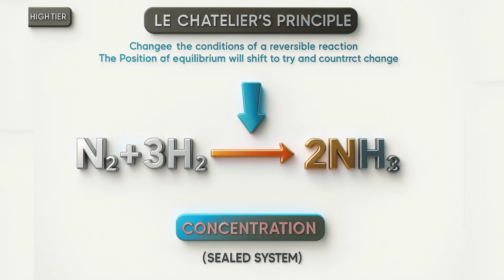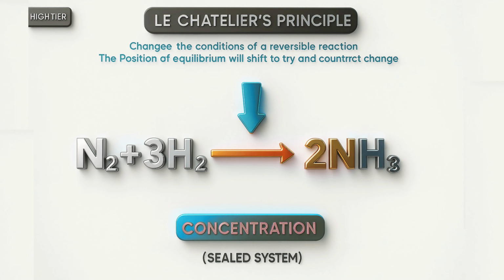Finally, let's consider changes in concentration. Suppose we increase the concentration of nitrogen by adding more nitrogen gas to our sealed system. According to Le Chatelier's principle, the equilibrium will shift to the right, where nitrogen is being consumed, to reduce the effect of the increase. This results in the formation of more ammonia.